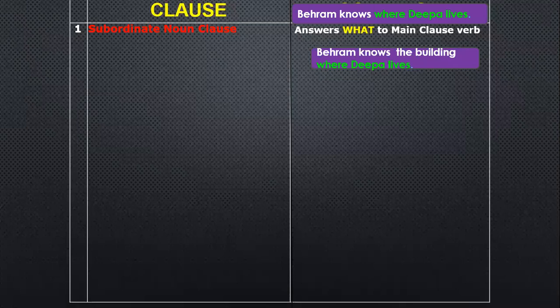Whenever we ask the question to the main clause, that is Behram knows. Yes. So what does Behram know? Where Deepa lives. So we are getting the subordinate clause as an answer for the question what? That's why we consider the subordinate clause as the noun clause. That's why whenever we write the answer, we write Behram knows, main clause, where Deepa lives, subordinate noun clause.